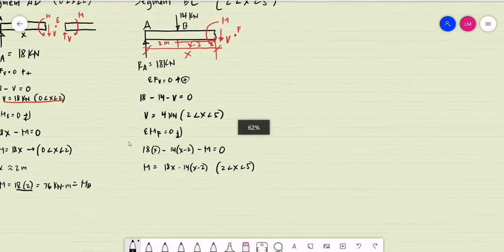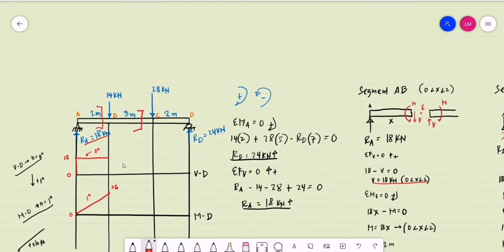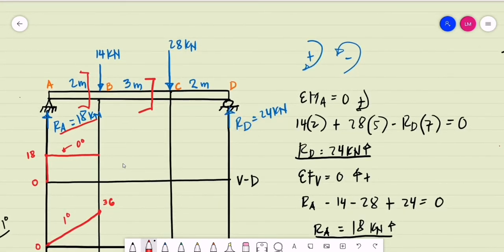Now, if we are to put these details on our diagram, again, what is the magnitude of shear for this segment? This is segment BC. The magnitude of the shear will be 4 kilonewtons. On this segment, from a magnitude of positive 18, we go down to positive 4. So a constant value of positive 4 for the segment BC. So again, this is also a 0 degree graph, a magnitude of 4 kilonewtons.